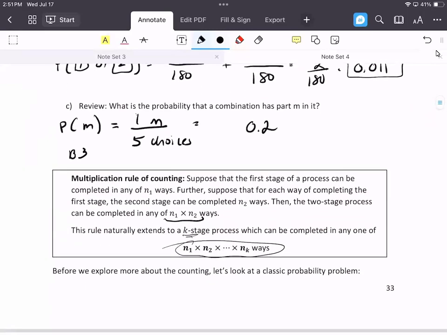So before we go any further with counting, we're going to take a look at a classic probability problem.